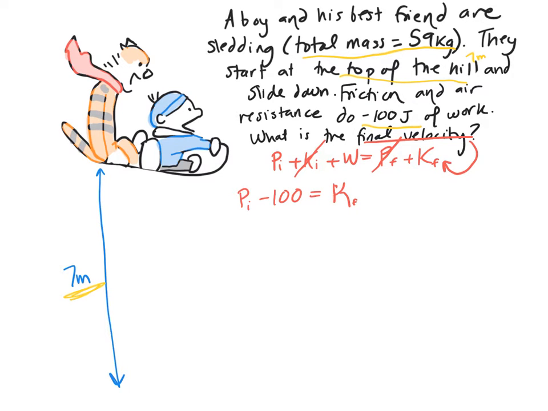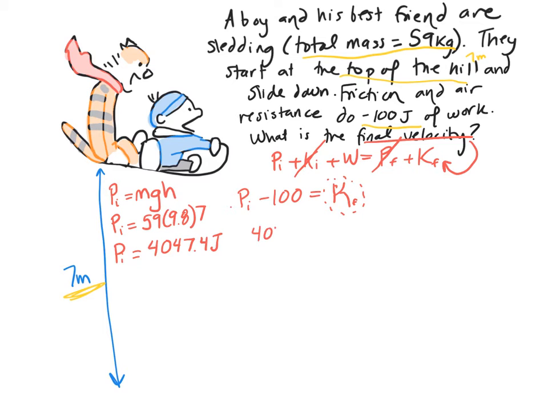All right, and if we want to go after the kinetic final, the only thing stopping us is this initial potential energy. So potential energy initial is mass times gravity times height. Potential initial is the mass is 59, gravity is 9.8, and the height of the hill was 7. So our initial potential energy is, that is a lot of energy. Okay, so that's going to go in our potential initial.